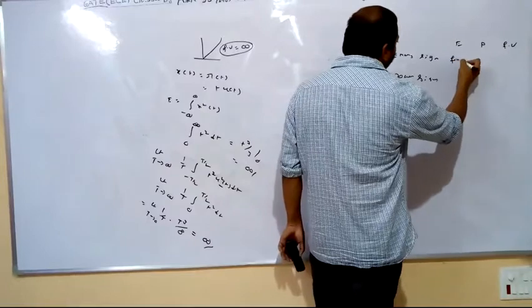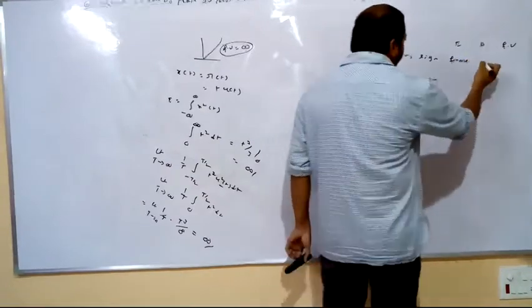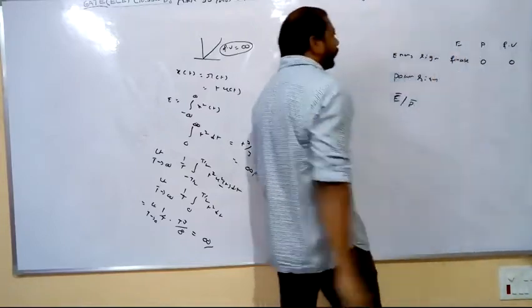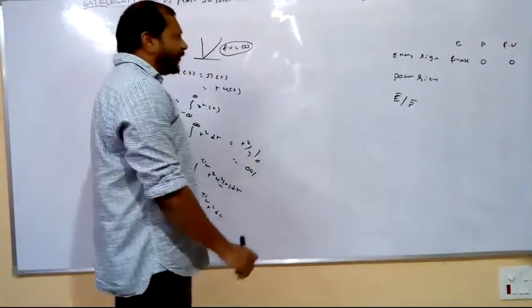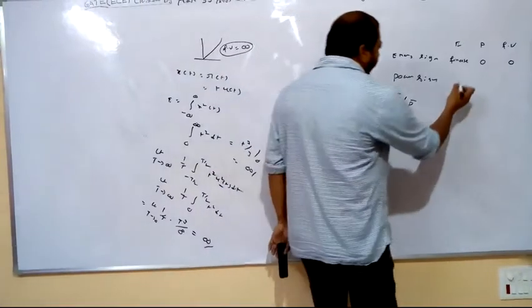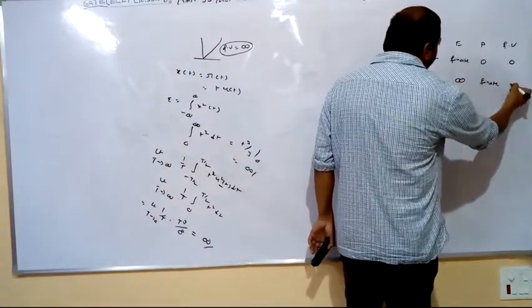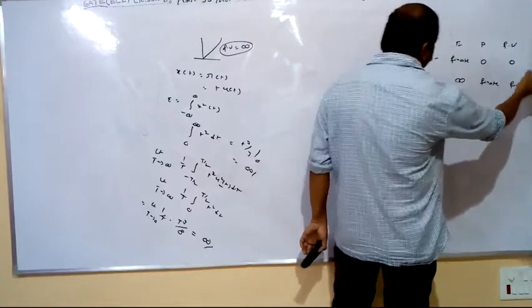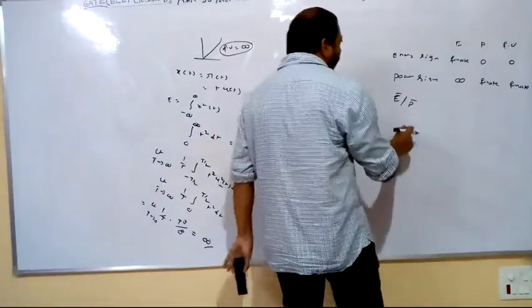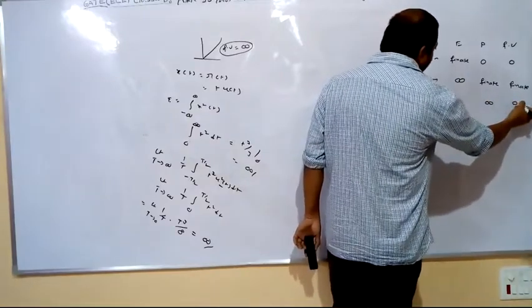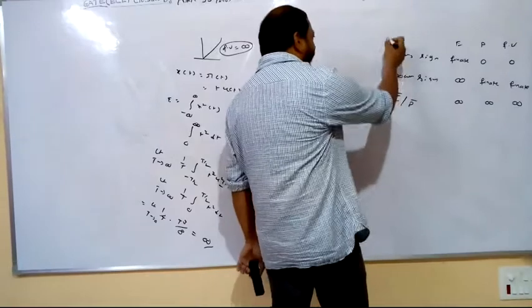If it is an energy signal, the corresponding energy is some finite value, the corresponding power is always 0, and the final value is equal to 0. If you consider the power signal, the energy is infinity, the power is some finite value, and the final value is some finite value. For neither energy nor power, the energy is infinity, the power is infinity, and the final value is infinity.